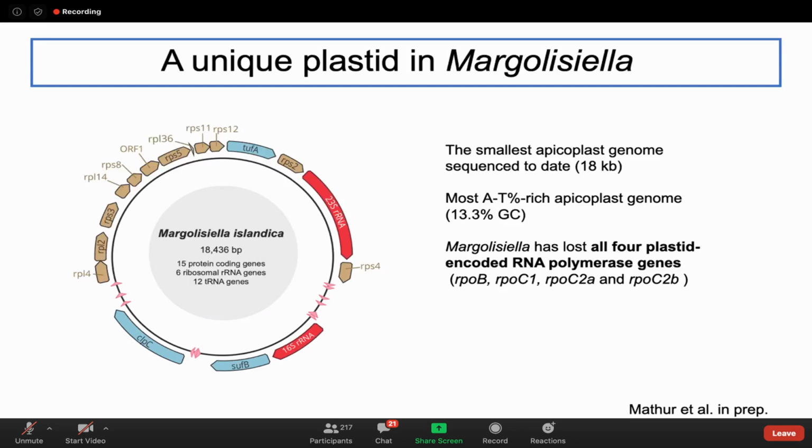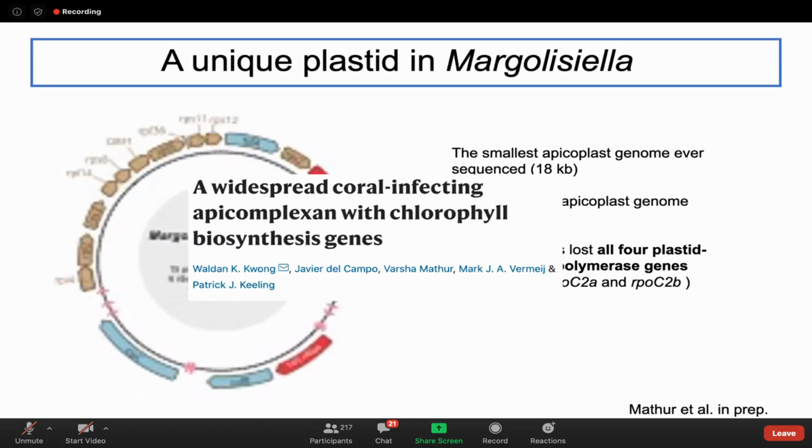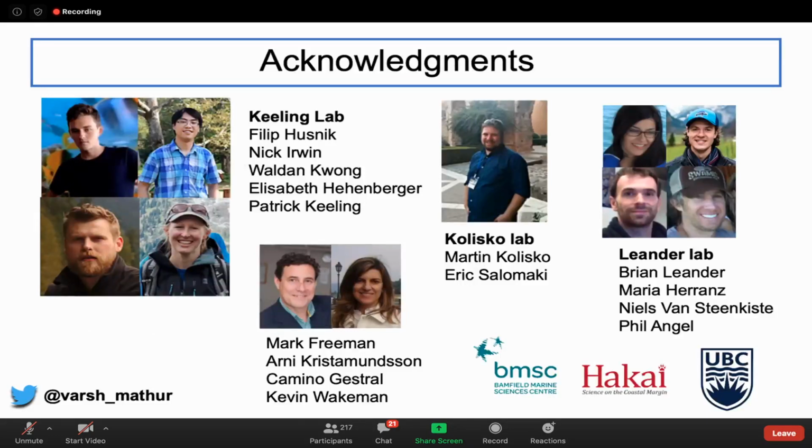At the same time, we also found an interesting exception in the corallicolids, the coral symbionts, where they retain chlorophyll biosynthesis genes in their plastid genome, but no other components of photosynthesis. And so, as we explore more and more of these deep branching taxa, the patterns of gene retention and loss in plastids are turning out to be more complex than previously thought, and we might have to reevaluate how we think apicomplexan reductive evolution actually takes place. And with that, I'd just like to thank all my co-authors at the Keeling Lab, Martin Kolisko, Leander Lab, and Mark, Arnie Camino, and Kevin, who helped us out with the sampling. Thank you.